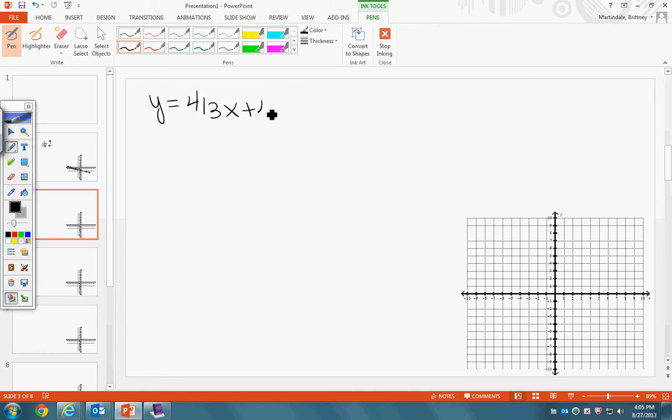where do you start? M or B? You start with B. So on the y-axis, you go up to 4 and you put a dot. From there, you're going to go up 4 and right 3. These are both positives. So this is rise, this is run. So we're going to rise 4, so up to 8. And we're going to run 3, so right here. Again, connect your dots the best you can. Obviously, this didn't go through my dots, but pretend it did. Next.